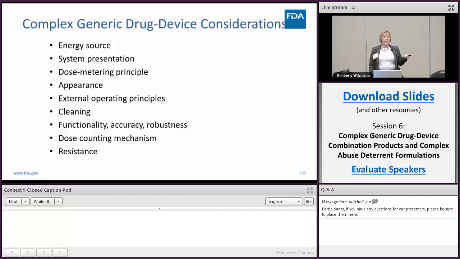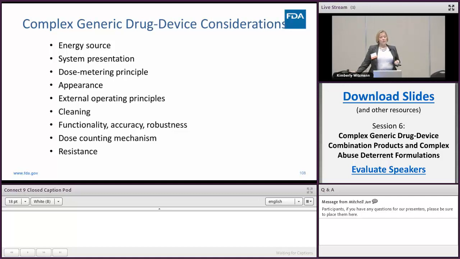What's the appearance of the device? How big is it? How tall is it? How do you hold it? Where are the hand grips? How do you get your hands around it when you're about to utilize it? What are the external operating principles behind the device? What are the cleaning instructions for the device? And again, how each of these then relate back to the RLD product.